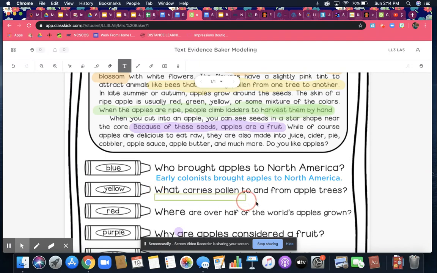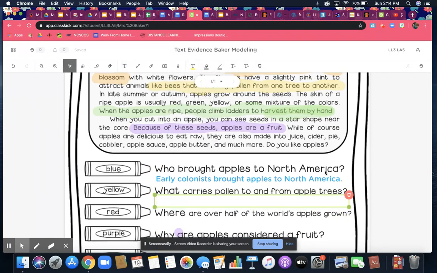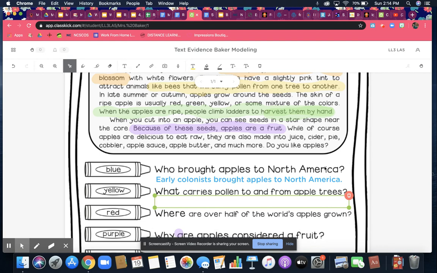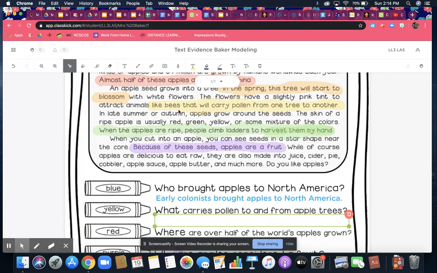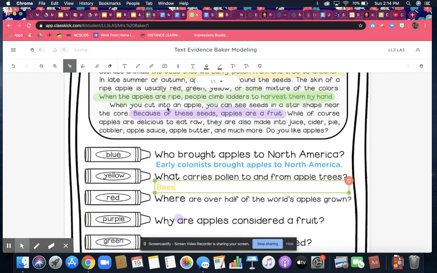Next, my yellow, and I'm just going to go back in the text and read what that answer was. What carries pollen to and from apple trees? What was the answer? Oh, look at my yellow. Bees were the answer. Bees carry pollen to and from apple trees. As you've done this before, we're just reminding ourselves how to do it so you can do this.